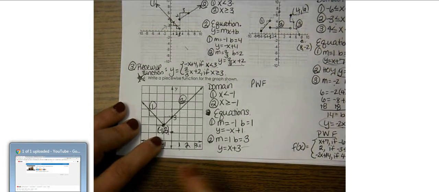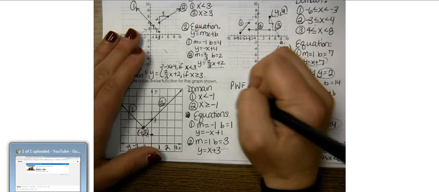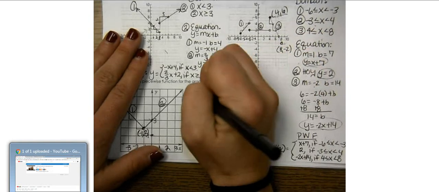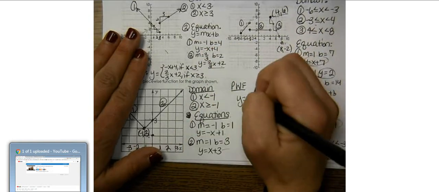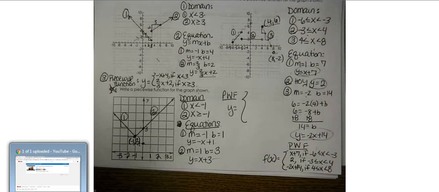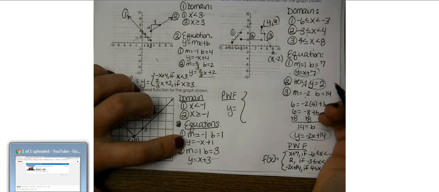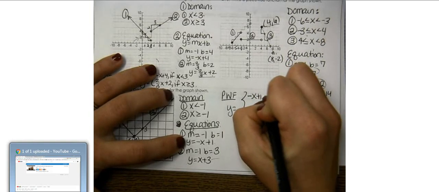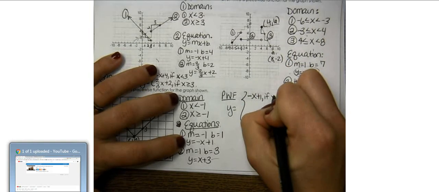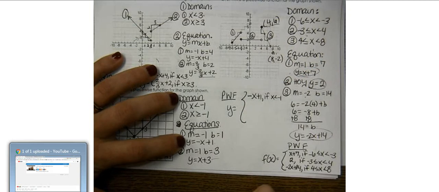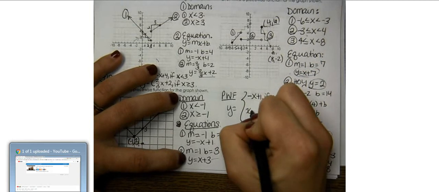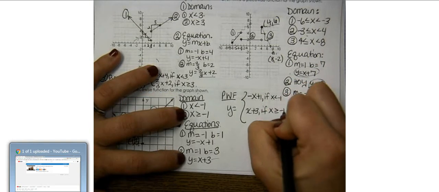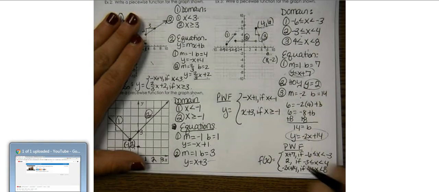So my piecewise function is going to be, where you can write y equals or f of x, it does not matter. And just make sure you have a squiggle brace. And my first equation is going to be negative x plus 1, and that happens if x is less than negative 1. And my second piece is x plus 3, and that happens if x is greater than or equal to negative 1. And there is your piecewise function.